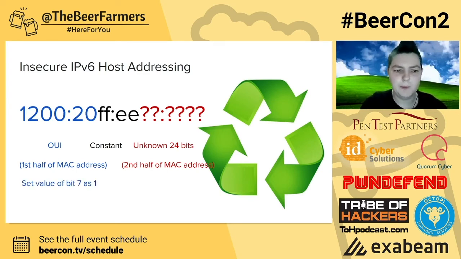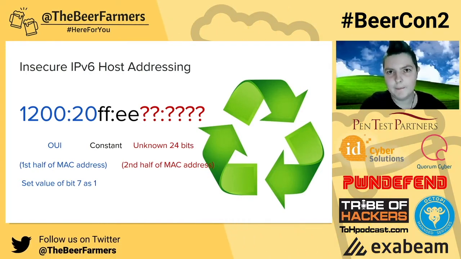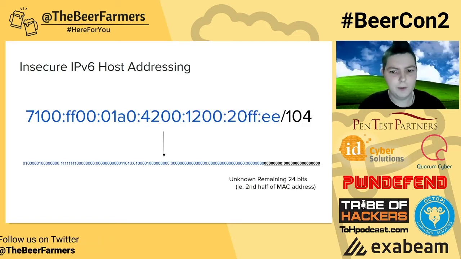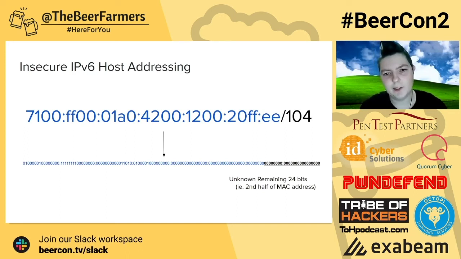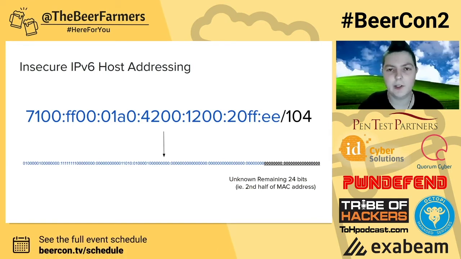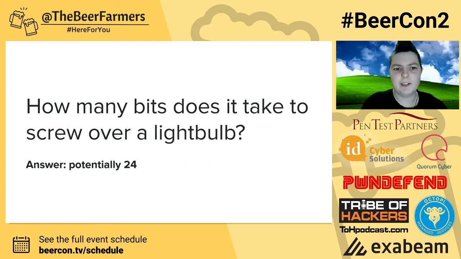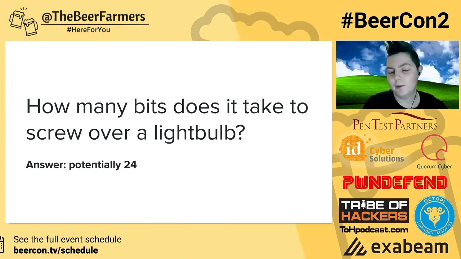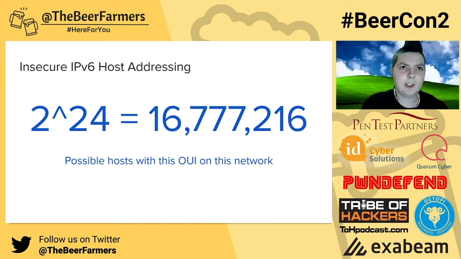So what we need to do is flip bit 7 to the value of 1. I think it's the universal bit that gets flipped there, but you need to do that to make this into an IPv6 address. So all that we have left to iterate through is 24 bits at the end. We figured out what 104 bits of this address are already with entirely publicly available information, BGP records and organizationally unique identifiers available through IEEE. So the answer, how many bits does it take to screw over a smart light bulb potentially, is 24. So that is just under 17 million possible hosts that would have this OUI on this network.